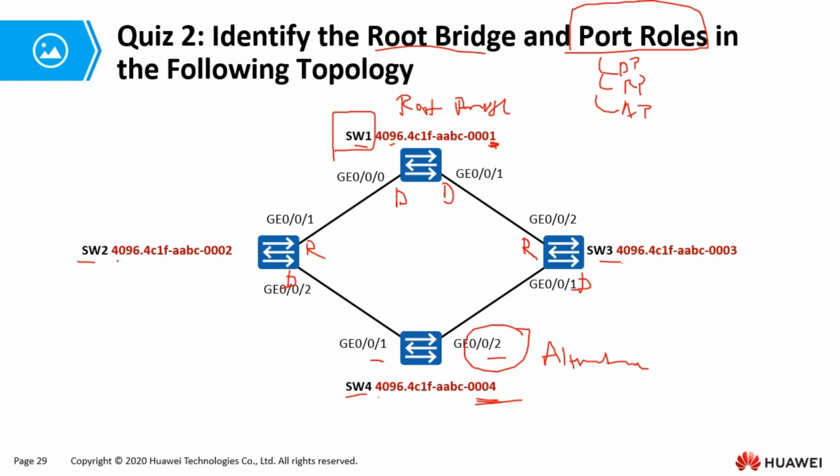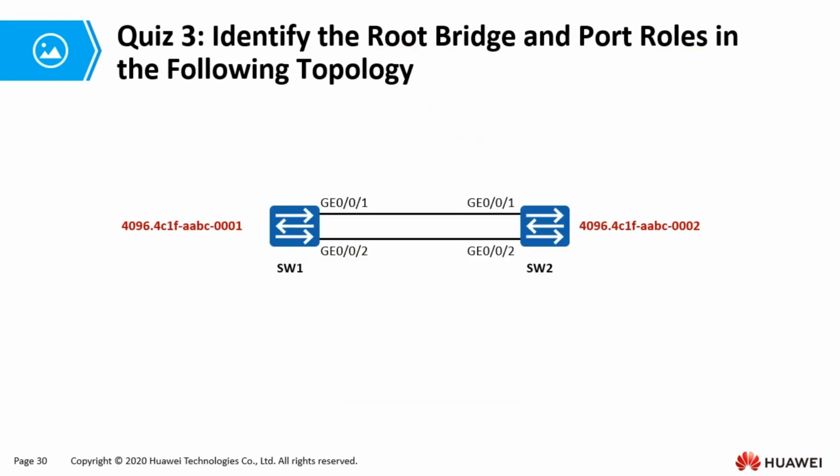So let's try another example. They have only two switches. So who will become an alternate port? So the first thing, the same, you need to determine the root bridge and also the root port. So again, between switch 2 and 1, who will become the root bridge? Of course, it's switch 1 because 001 is smaller than 002. So here will become the root bridge.